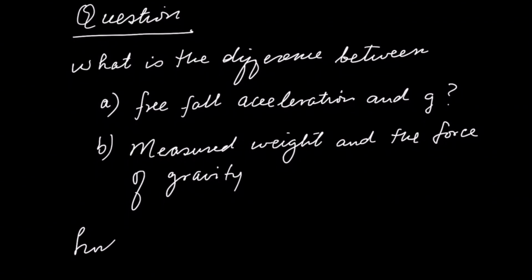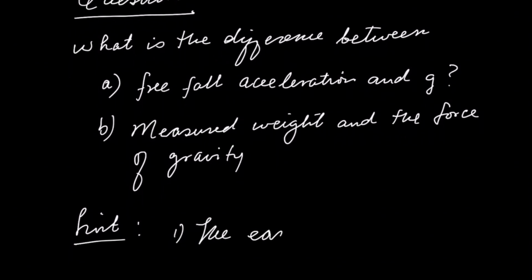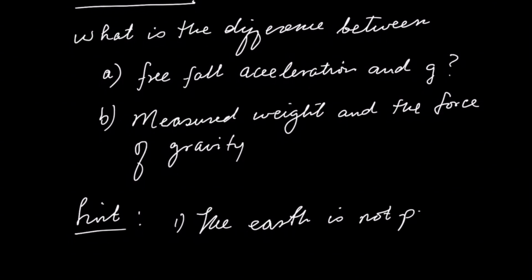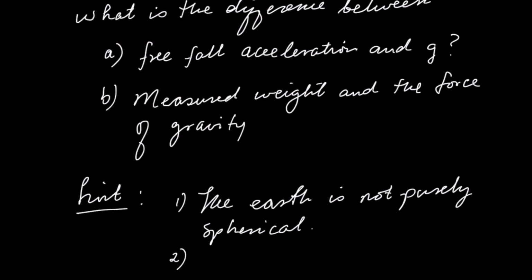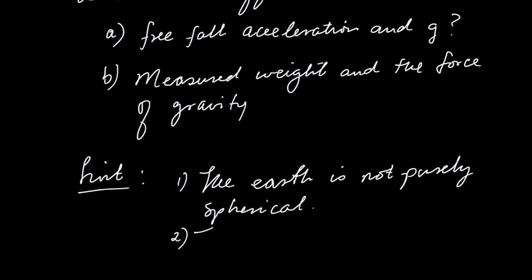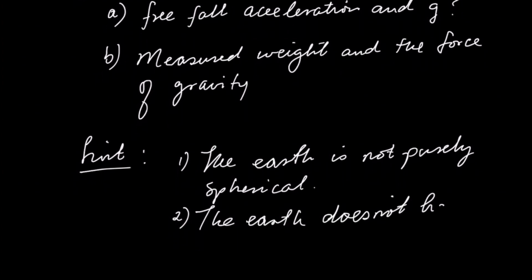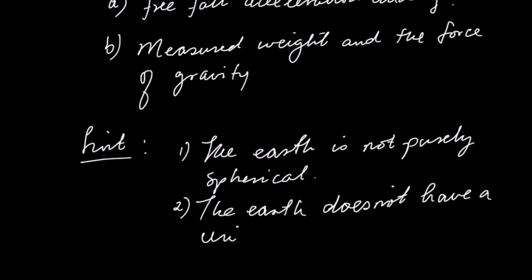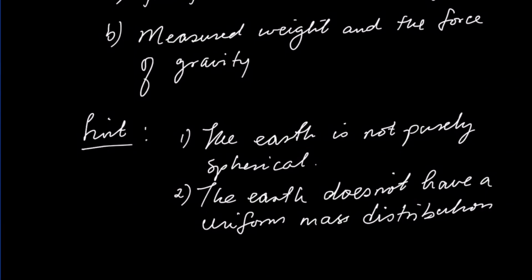To answer this, I want you to think of the following hints. Number one, the Earth is not purely spherical. How does that affect the gravitational acceleration as well as the weight of an object? Secondly, the Earth does not have a uniform mass distribution throughout. In other words, the density of the stuff that makes up Earth is not the same throughout.